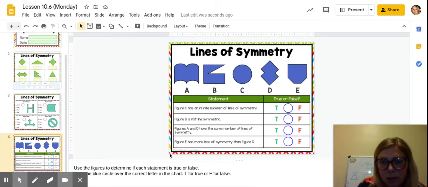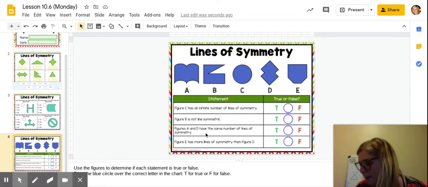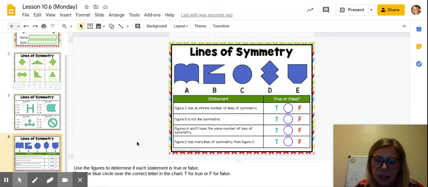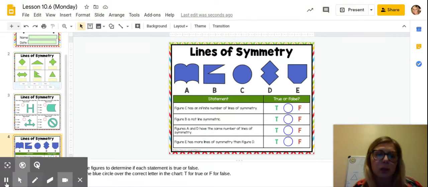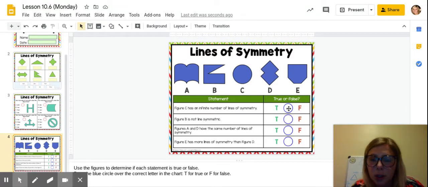Take a look, true or false. Figure A and D have the same number of lines of symmetry. So A and D, do they have the same number of lines of symmetry? And figure E has more lines of symmetry than figure D. True and false. So you're going to move the blue circle over whatever one you think it is.